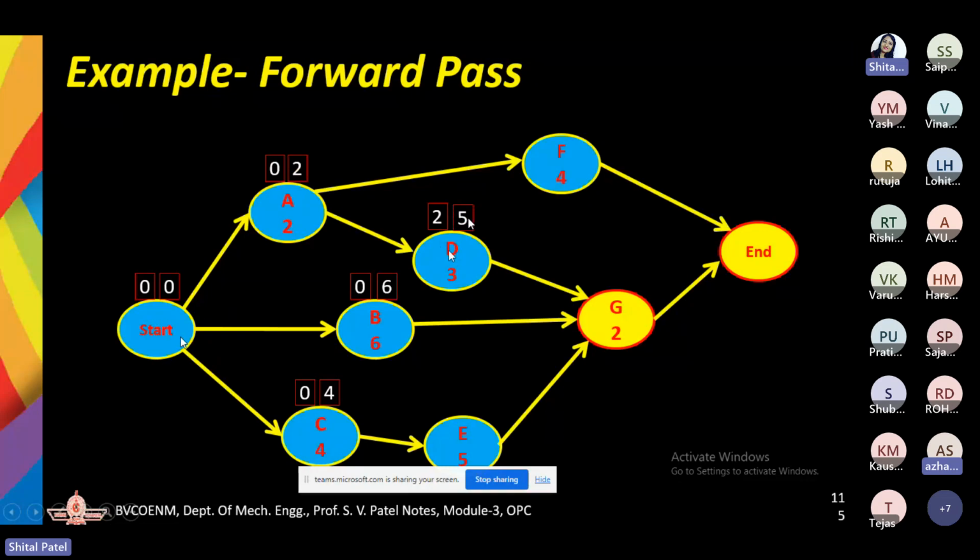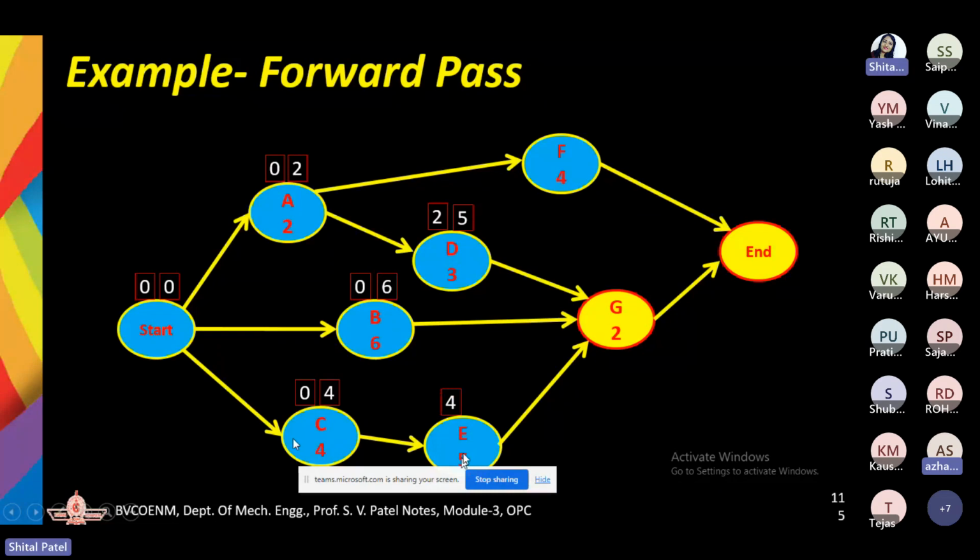What does it mean? Beginning of the A activity is 0 time, completion of A activity is 2 time. Unless and until A is completed, we cannot proceed for the D. Let's assume it is in terms of days. So after 2 days, we are starting the D activity. That is why the second day is the earliest start time, and D activity is consuming 3 days. So earliest finish time for the D is 5. 2 plus 3, 5.